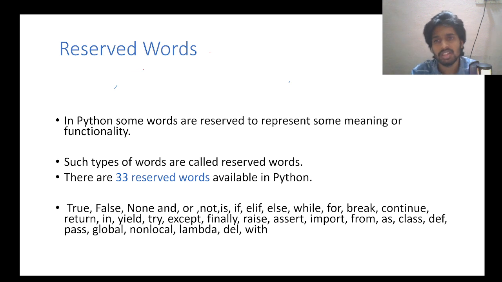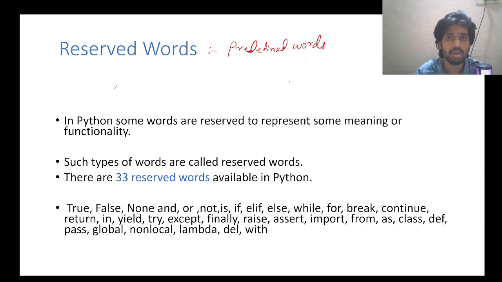The idea of reserved keywords is nothing but predefined keywords. These are the predefined keywords that already exist in the Python programming language. Whenever the creators of Python created the language, they gave us some predefined words so that we can use them for our own functionality. Each and every keyword has its own functionality and meaning in Python.